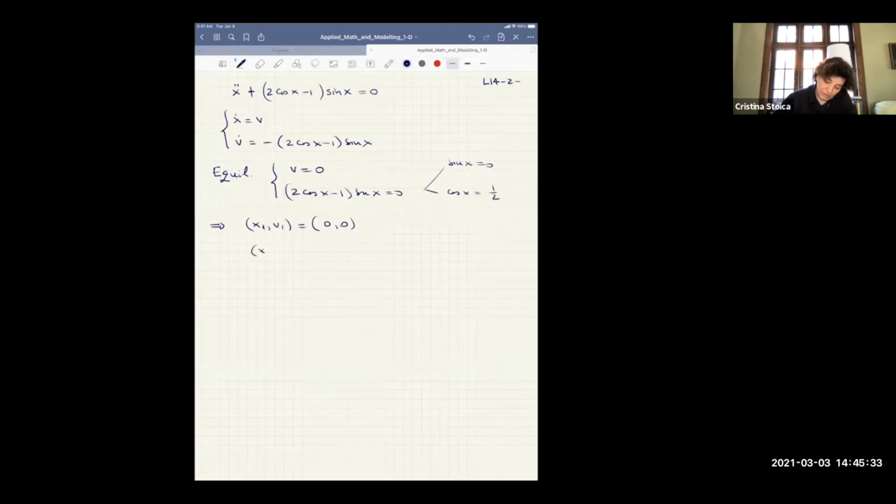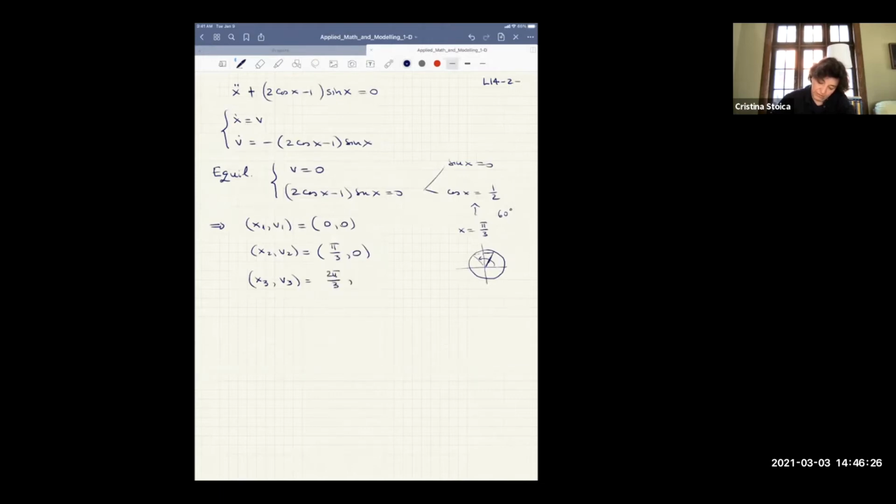And then we have an x2, v2, where cos is a half. That is where sine is root 3 over 2, so it's at 60 degrees. That's how I'm thinking; you can do it however you want to. So we end up with x is pi over 3. But if I'm doing this on the circle, I have one value here and another value here, so I'll have pi over 3, and then this one, which would be 2 pi over 3.